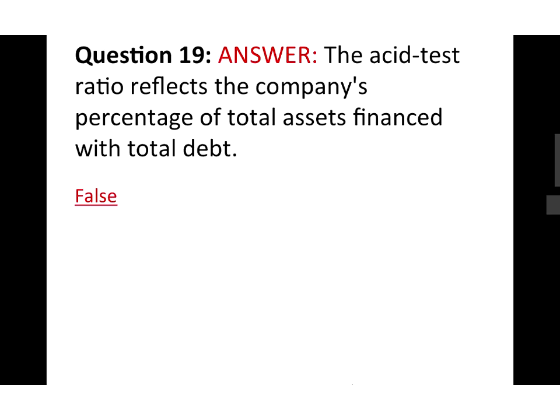Also, the denominator is not total debt. It's just current liabilities. Current liabilities are not total debt. Current liabilities are only those liabilities that are due, only that debt that's due in the next 12 months. So this one is false. Okay, so we're going to close the question in 5 seconds.